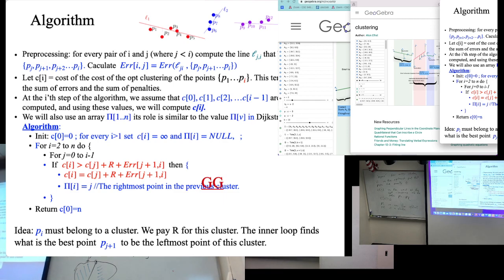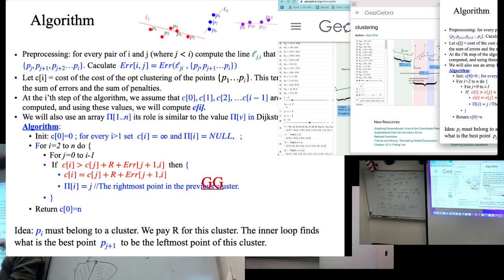R is a constant penalty. The user decides what is R. It's a constant penalty that we are paying every time that we are using a new cluster. Remember, if R is 0, then we'll hit all the points with only one line. If R is very large, then probably we are taking every pair of points and fit a line through them.